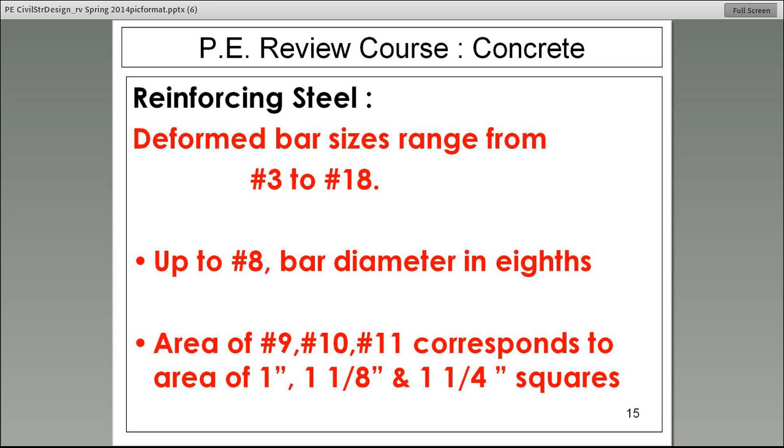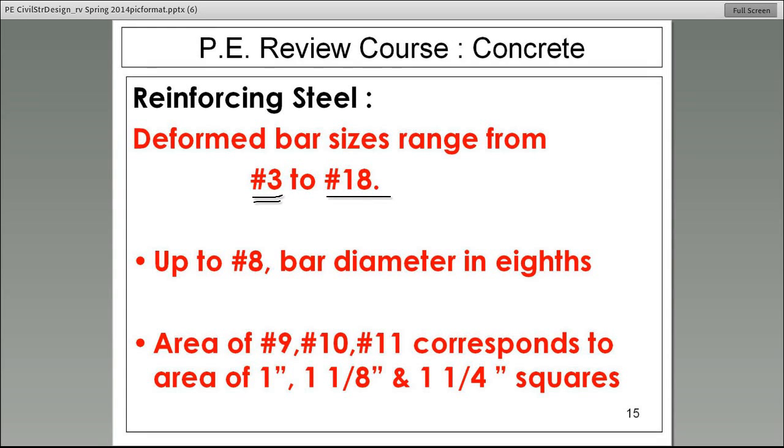Now, the reinforcing bars come in different sizes. There are tables that you can refer to; I don't have a table included in the handout here. Different size reinforcing bars are identified by their sizes, and they just designate a number. For example, number 3 is the smallest bar that we use in this country, and it goes all the way to number 18.